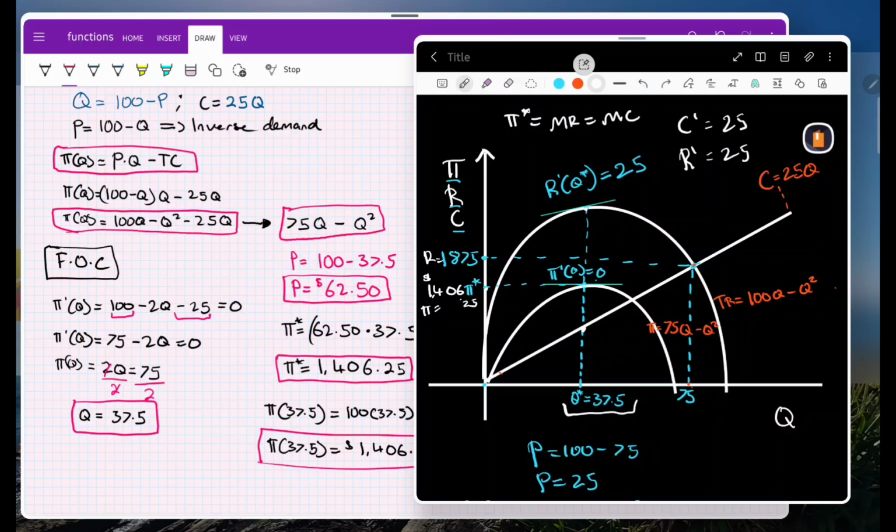So you can prove maximizing profits by setting the derivative of your profit function equal to 0 by finding the profit function, or you can derive your marginal revenue from your demand curve and your marginal cost from your total cost curve, and set them equal. That will also give you the same answer.